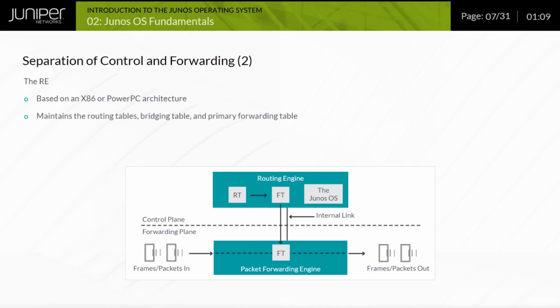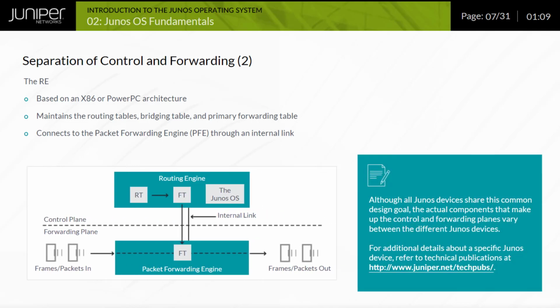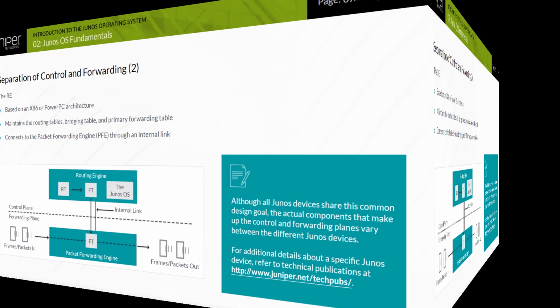The RE maintains the routing tables, bridging table, and primary forwarding table, and connects to the packet forwarding engine, or PFE, through an internal link. Note, although all Junos devices share this common design goal, the actual components that make up the control and forwarding planes vary between the different Junos devices. For additional details about a specific Junos device, refer to technical publications.